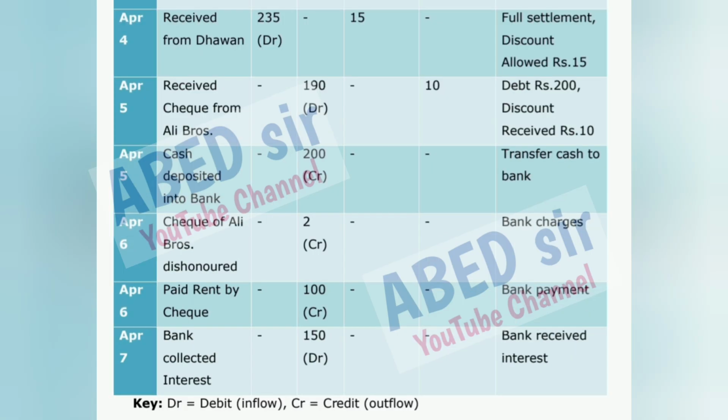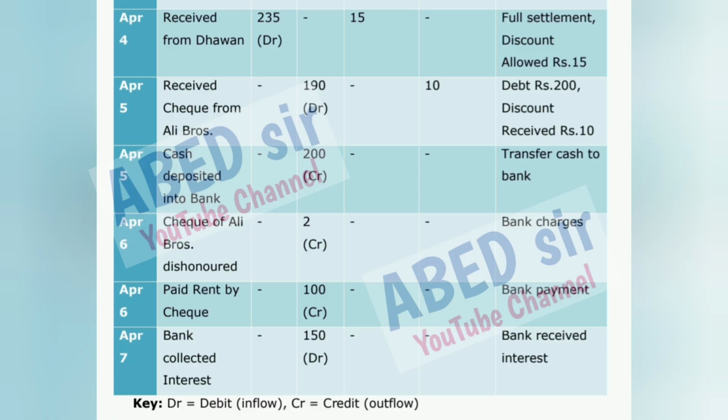4th April received from Dhawan 35 Dr, 15 full settlement, discount allowed 15 rupees. 5th April received check from Ali Bros 190 Dr, 10 debt 200 rupees, discount received 10 rupees. 5th April cash deposited into bank 200 Cr, transfer cash to bank.